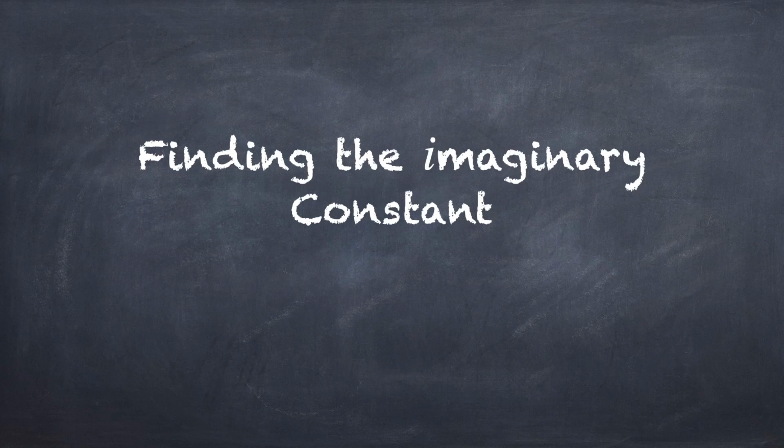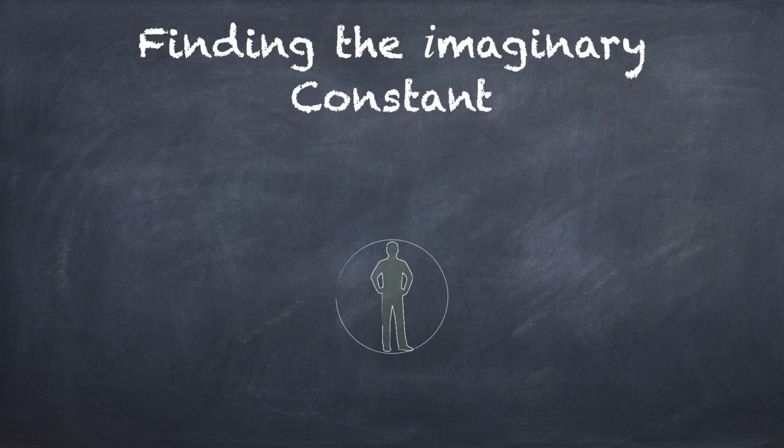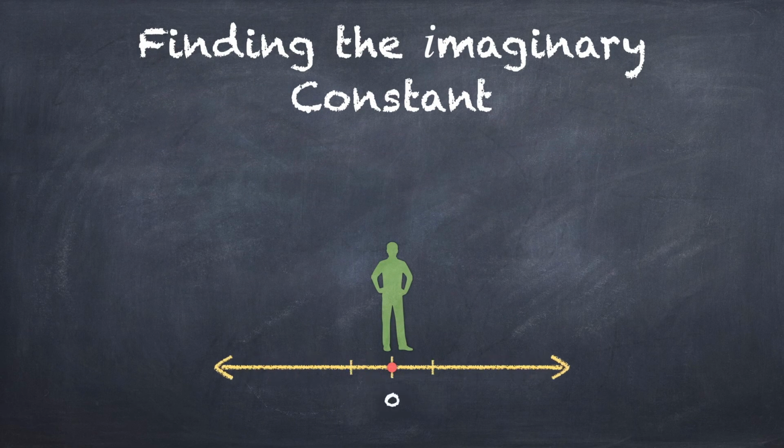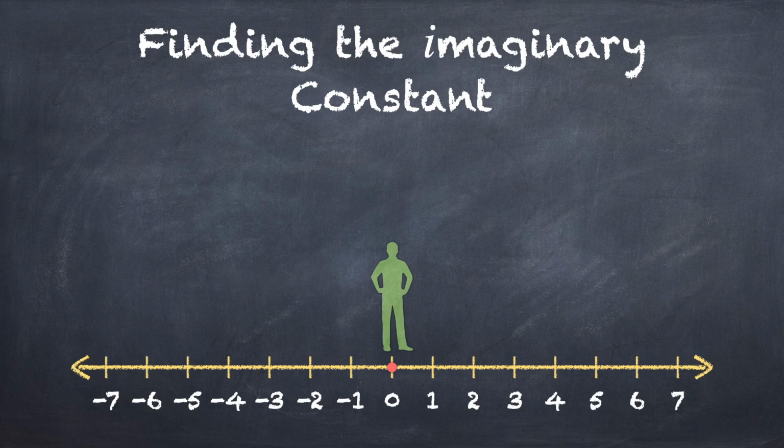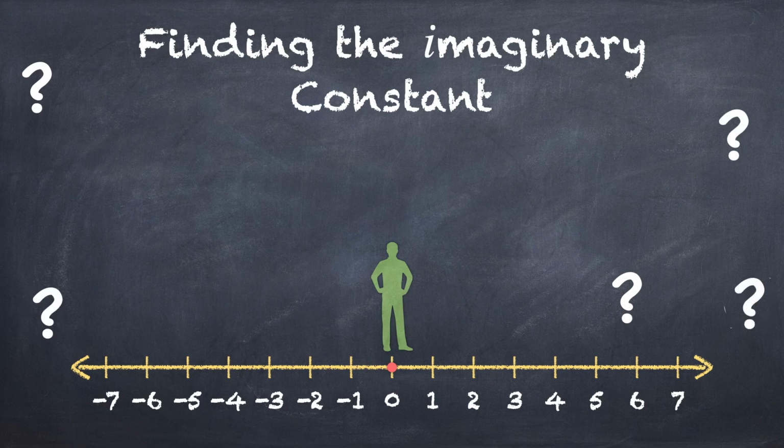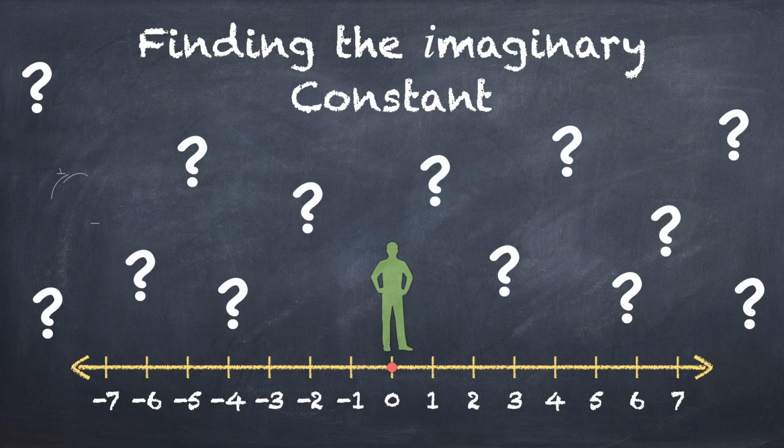In this video, we're going to tackle a funny little problem. If we had to stand at 0 on the real number line and try to walk to the number corresponding to the square root of -1, i, as we call it, where would we need to go? In other words, where is the imaginary constant located in relation to the real number line?